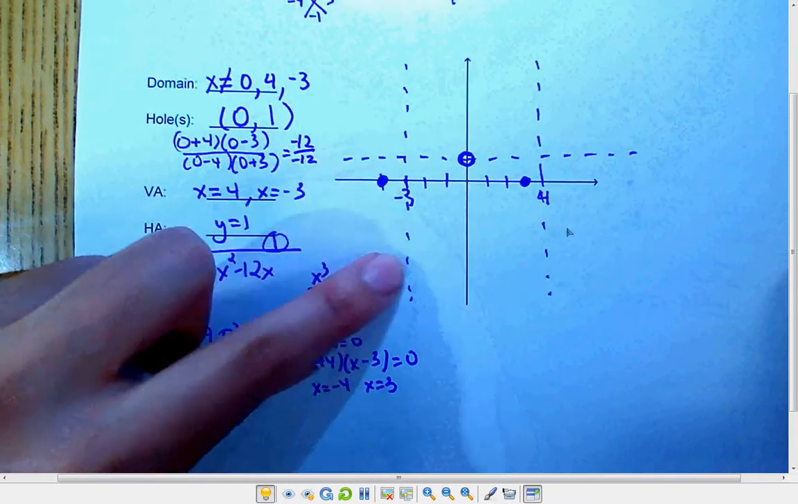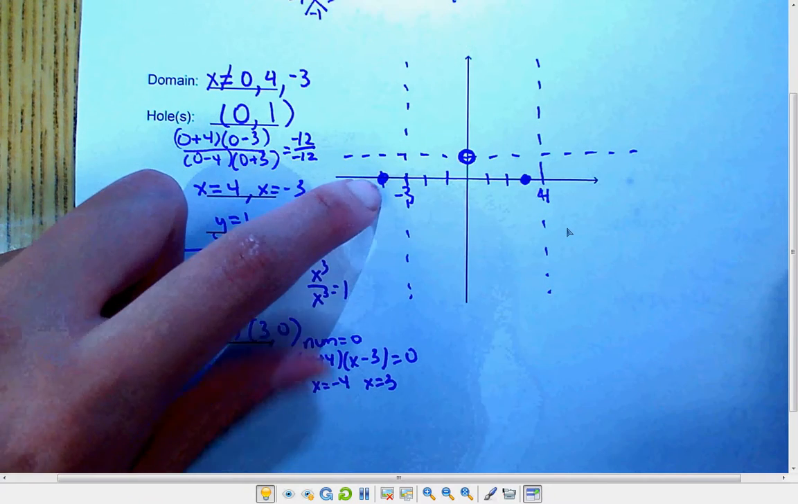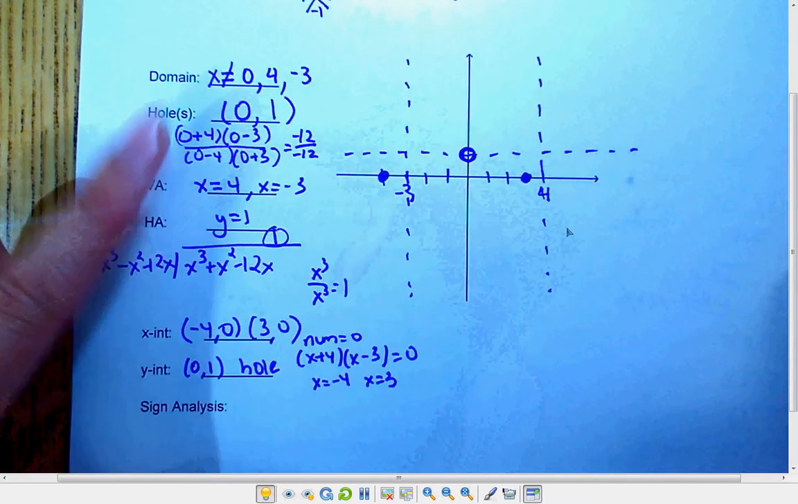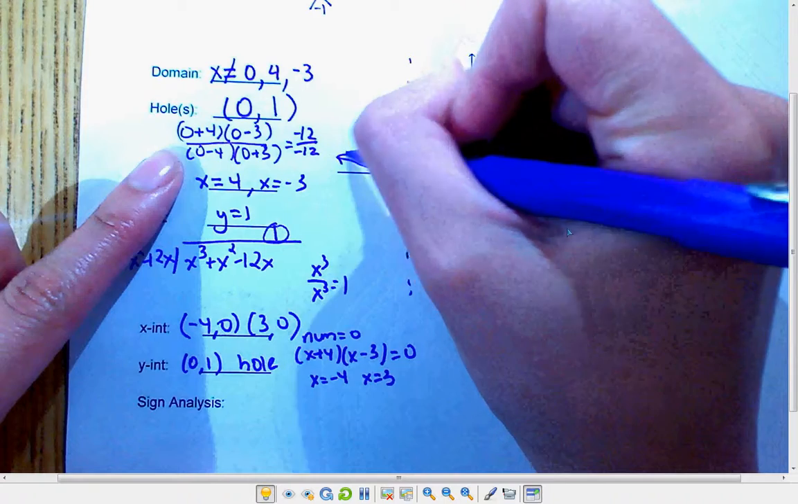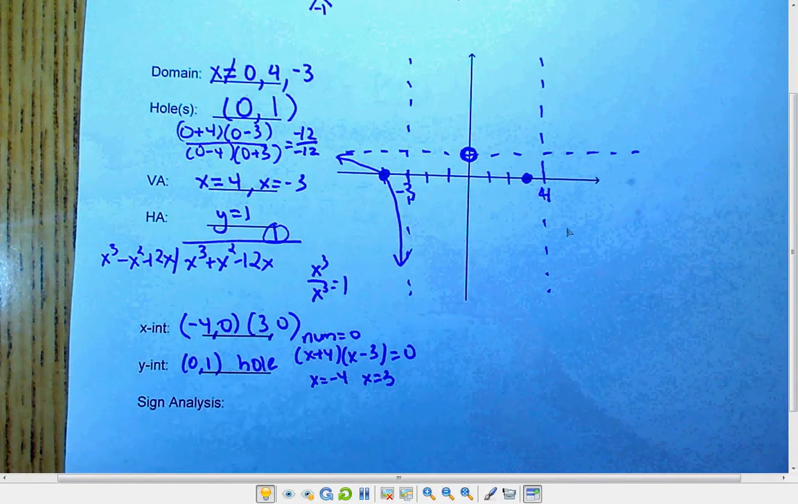So this section right here on the left side of negative 3, because of this point here, we don't need to do sign analysis. We already know what this side is going to look like. It's going to approach our asymptote in both directions, so we already know that one.